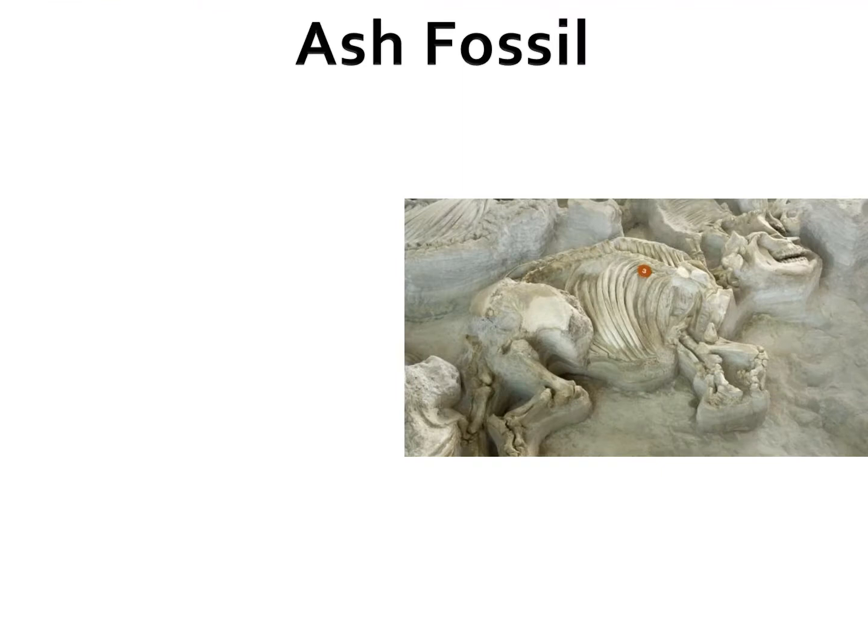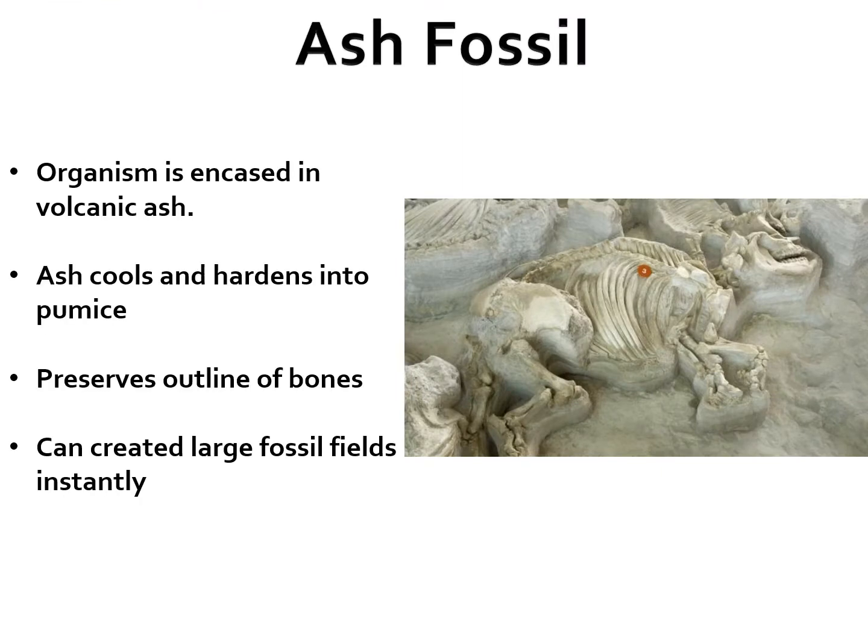Another type of preservation fossil that we see is these ash fields, right? The organism itself becomes encased in volcanic ash after a volcanic event. The ash cools and hardens into a stone that we call pumice, right? And you guys might be familiar with what pumice is. They sell pumice stones at the pharmacy and at beauty stores to help remove calluses from your feet and things like that.